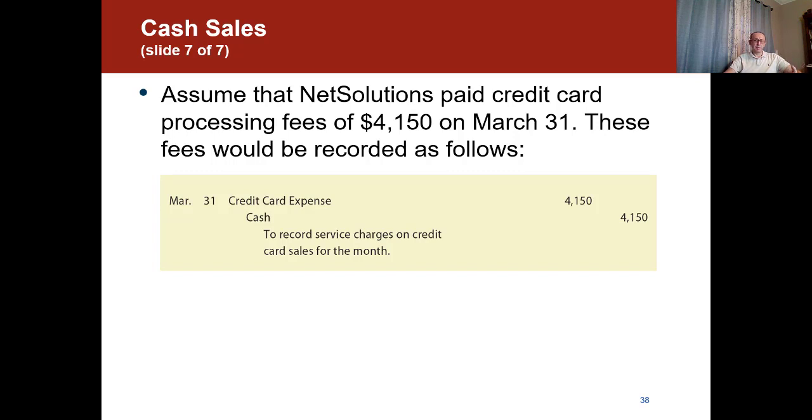So remember why we are debiting the credit card expense: because it's an expense, and expenses like to be recorded on the debit side. And why we're recording cash on the credit side: because it's a cash payment. So when we have a payment, this is reducing our asset, and assets, when they go down, go on the credit side.